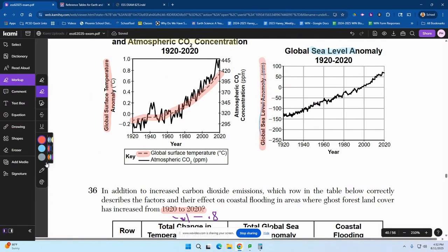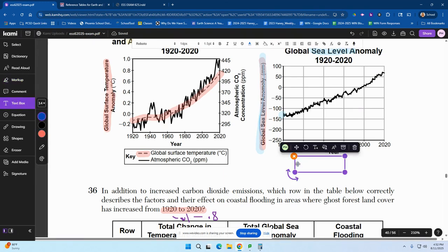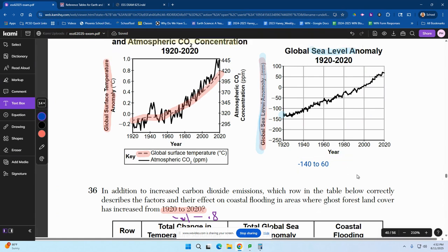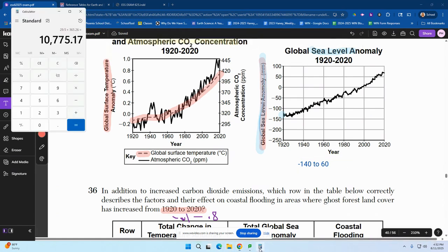And I'm going to look right there from 1920. So I'm about negative 140 maybe. And it goes up to about maybe 60. Okay, so I went from negative 140 to positive 60. Okay, so I'm going to do that in my calculator.